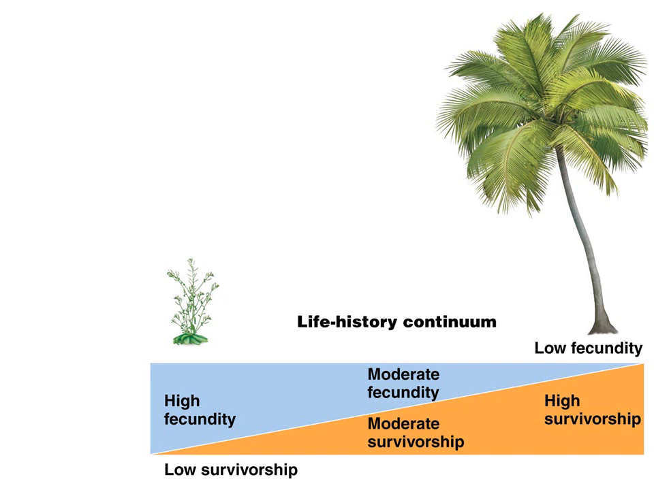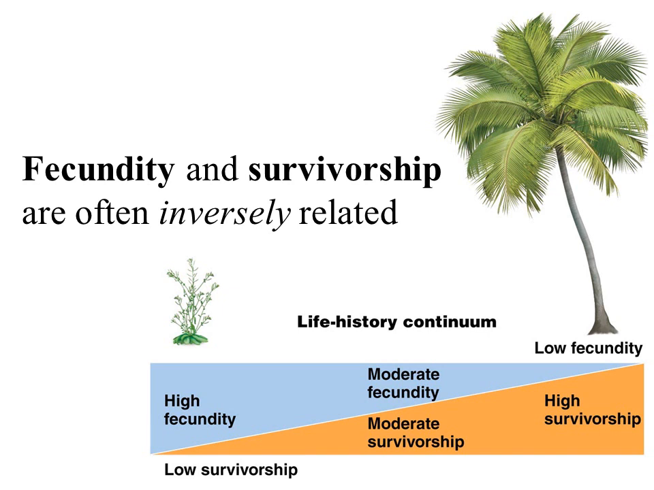So think of there's usually a trade-off. They're inversely related. If something has invested its resources into high fecundity, then it probably hasn't invested all of its resources into making them really hardy and making them hard to kill, and taking care of them. A species has only so many resources to invest. So high fecundity is usually related to low survivorship, especially for the baby part.